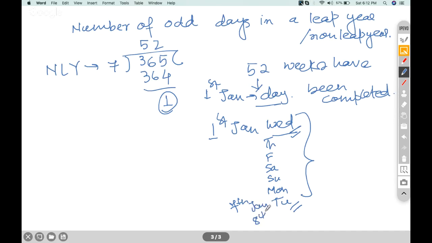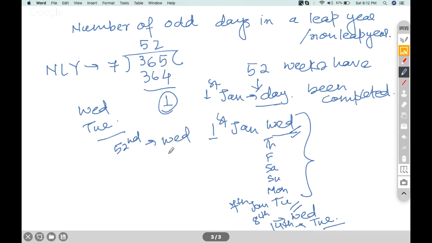From 8th January, the second week would start, and that also would start with Wednesday. And 14th January would be Tuesday. And likewise. So what will happen? Every week of that year will start with Wednesday and end with Tuesday. So if 52 weeks have been completed, the 52nd week will start with Wednesday and end with Tuesday. And one day is an odd day.